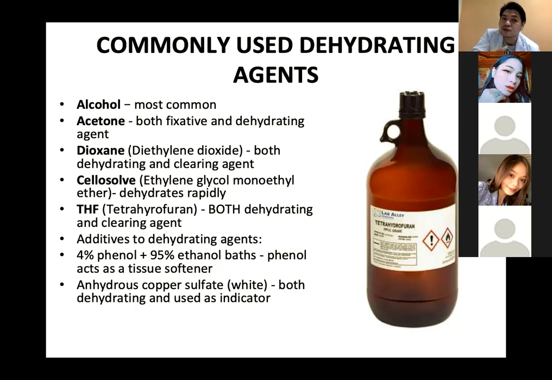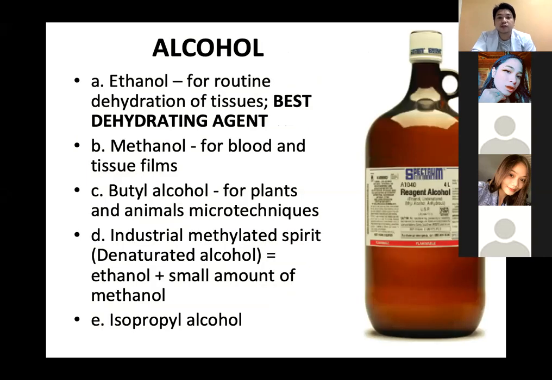So why do we not use other types of dehydrating agents? Why do we settle for alcohol? First, as I said a while ago, it is easily purchased and can be easily mixed. It is also cheaper compared to other dehydrating agents. The ones that I have been mentioning, acetone and others, are not easily found sa mga purchasers natin. And then anhydrous copper sulfate is both a dehydrating agent and used as an indicator. So, alcohol.